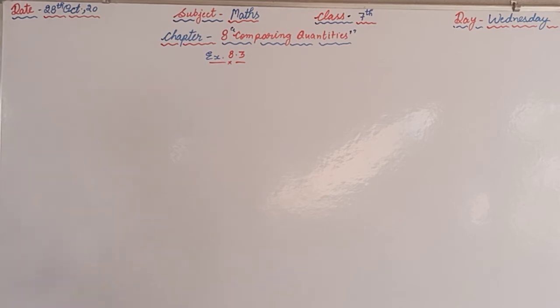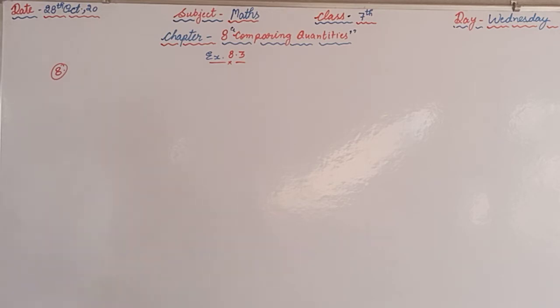So, question number 8. Amina buys a book for rupees 275 and sells it at a loss of 15%. How much does she sell it for?